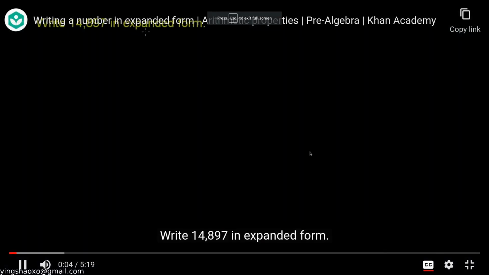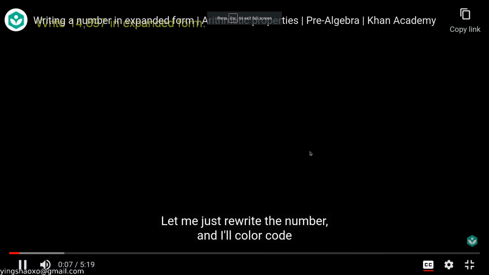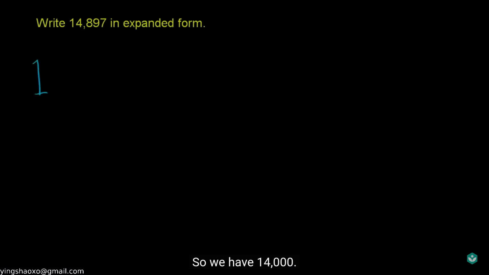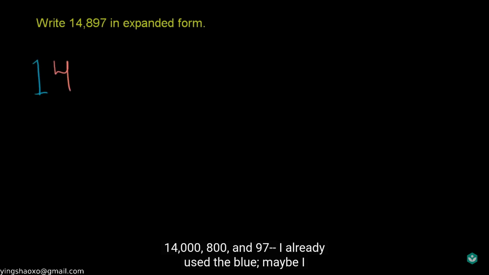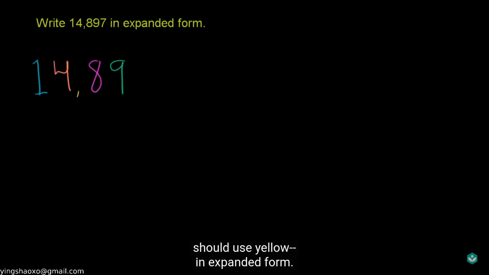Write 14,897 in expanded form. So let me just rewrite the number, and I'll color code it, and that way we can keep track of our digits. So we have 14,897. Let's see, I already used the blue. Maybe I should use yellow, and 97 in expanded form.